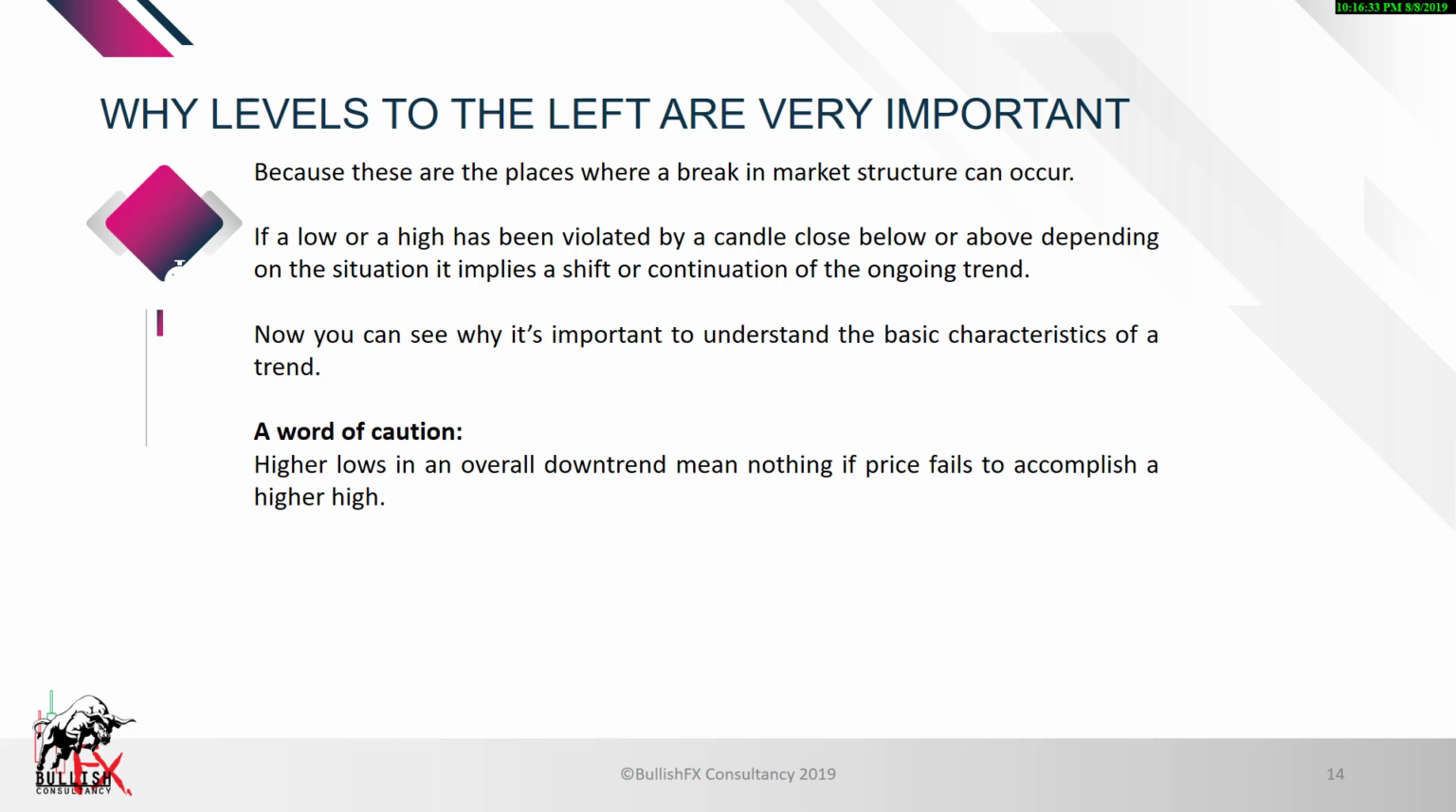The levels to the left of every swing high or swing low are very important. You must be in a position to highlight and see a level to the left of the chart that you're like, okay, this is an area of interest, because these are places where a break in the market structure can occur. If a low or a high has been violated by a candle close below or above, depending on the situation, it implies a shift or continuation of the ongoing trend.